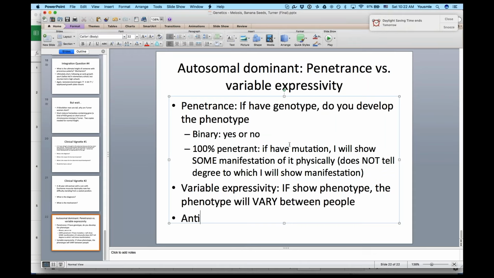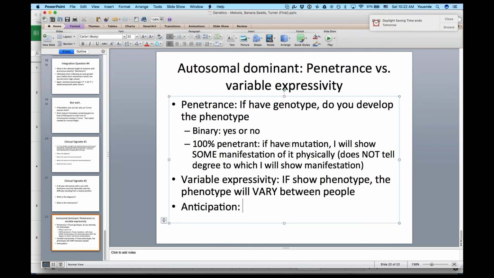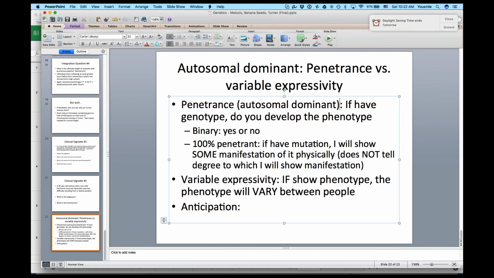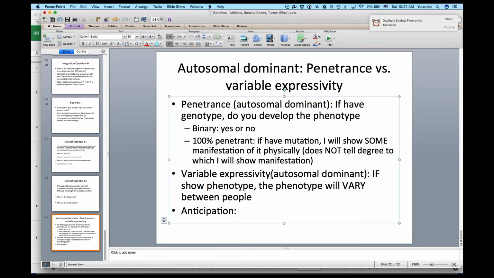How about anticipation? What is anticipation? And where do you see that? Huntington disease. So what does it mean? Your grandfather has Huntington at 70, your father will get it at 50, and you get it at 30. Perfect. Yes, earlier, exactly. So a disease gets worse in successive generations.